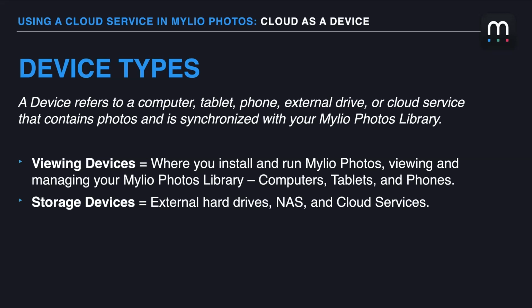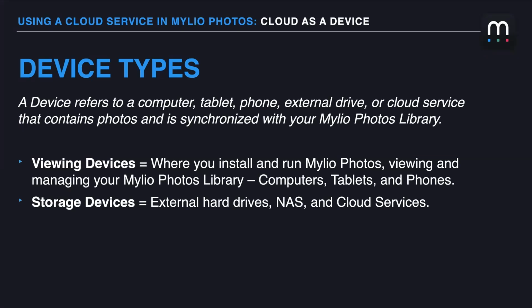So you can group devices into two main buckets, and I'm going to call one bucket viewing devices, which are devices where you install and run the software Mylio Photos. So it's for viewing and managing your Mylio Photos library. It has the user interface. You can interact with it. So that's your computers, tablets, and phones. Things that run software that have a screen where you can use the Mylio software.